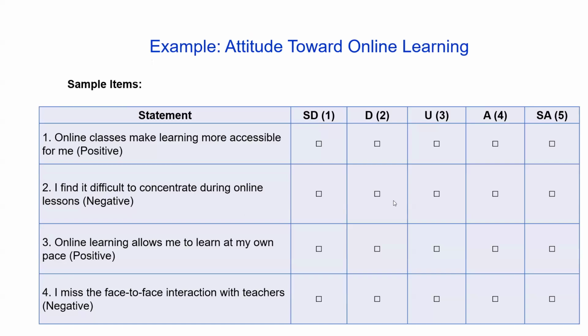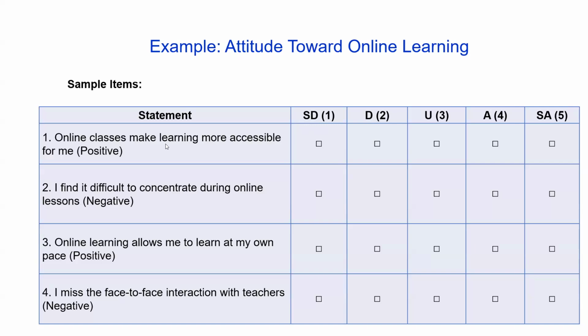For this one, 4 marks. For this one, 3 marks. For this one, 2 marks. And for strongly agree, 1 mark. Now think about the positive statement: online classes make learning more accessible for me. If you said, I strongly disagree, then you have 1 mark here. Here 2 marks, here 3 marks, here 4 marks, here 5 marks.